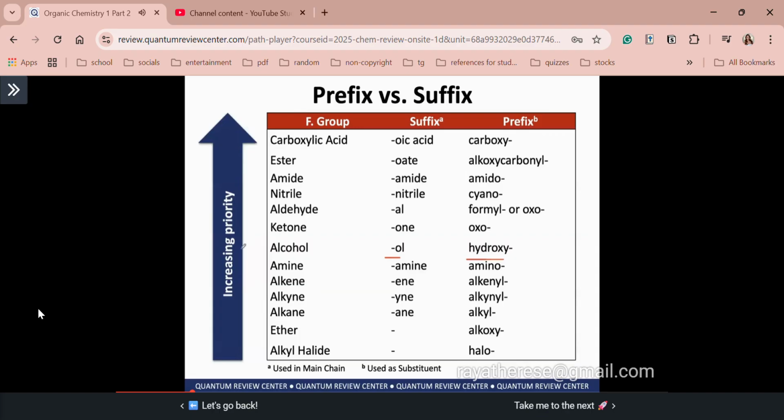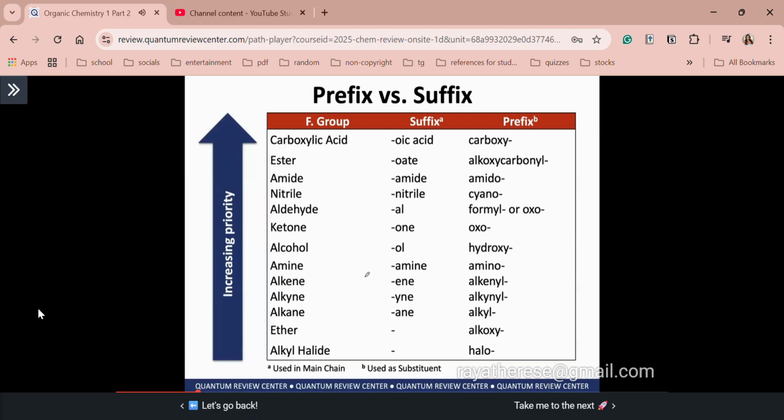For amine, alkene, alkyne, and alkane, copy lang din, class, yung prefixes, suffixes nila here. Okay? For prefixes, usually, ayan, similar lang with their original name. Amine, amino; alkene, alkenyl; alkyne, alkynyl; and alkane, alkyl. Alright? So, class, hindi yan alkanyl ha, alkyl. For ether, we have alkoxy. So, usually hindi yan priority, backburner din yan. Okay? So, that's why wala tayong suffix for ether and alkyl halide. They are usually a substituent or prefix.